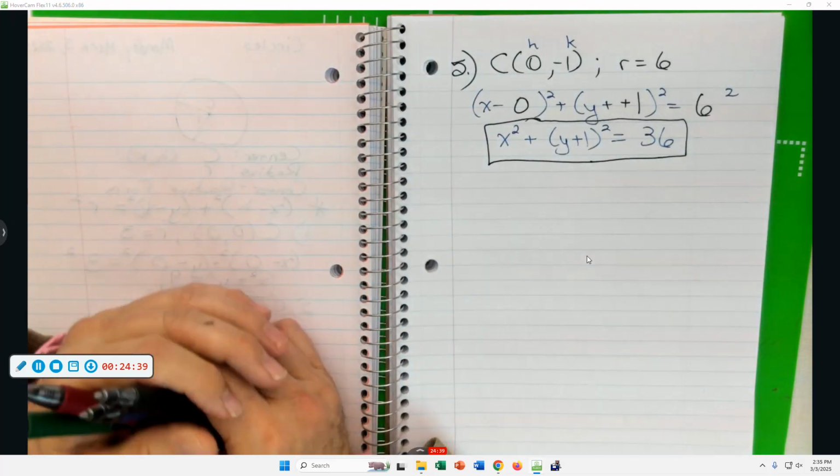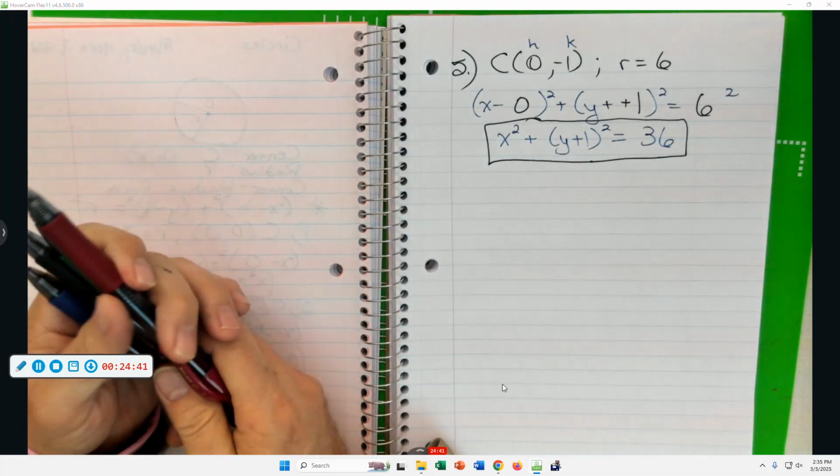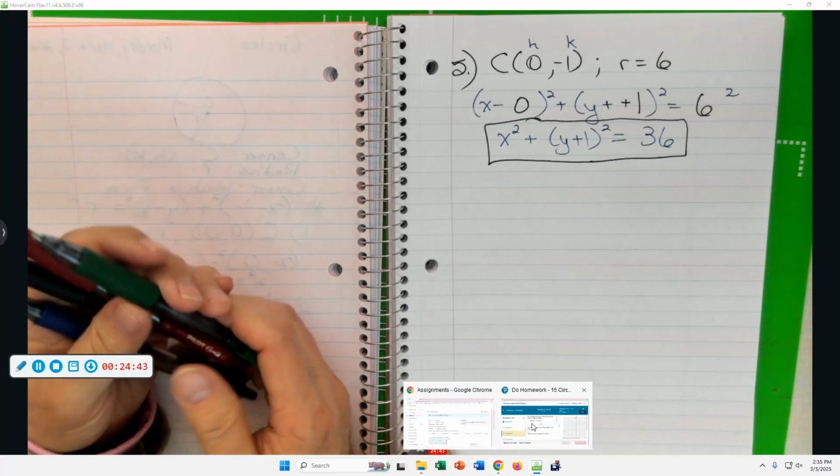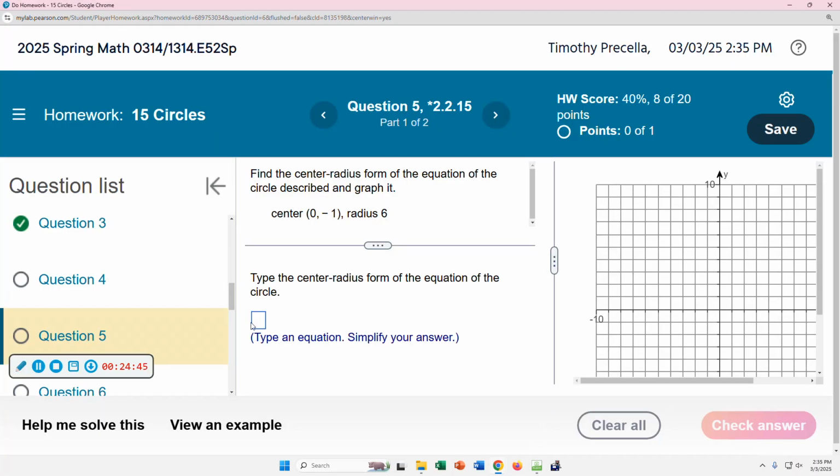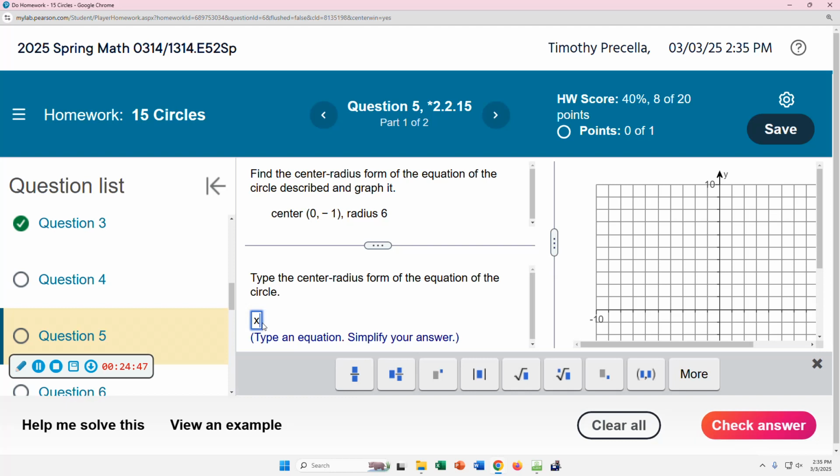For my final answer, x squared plus (y plus 1) squared equals 36. x squared plus (y plus 1 plus 1) squared equals 36.